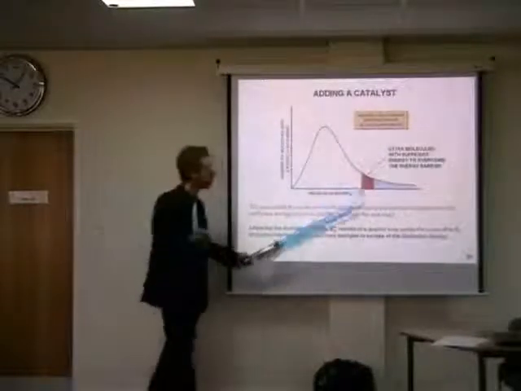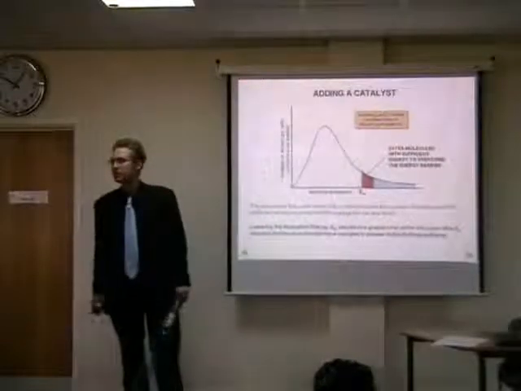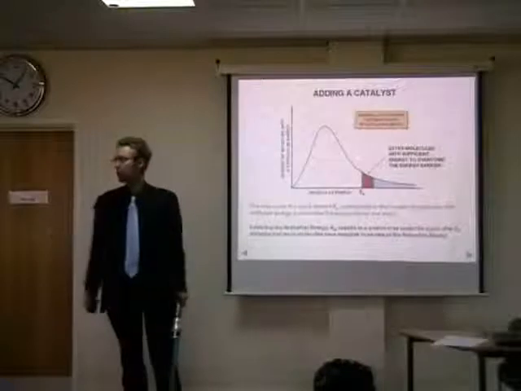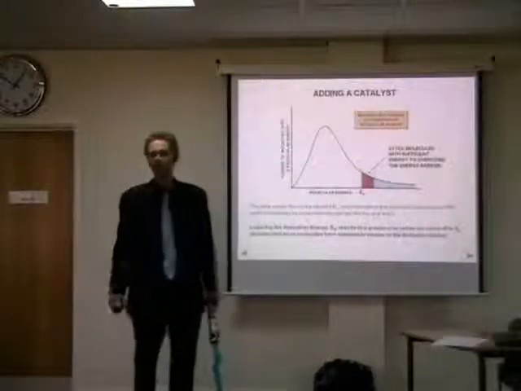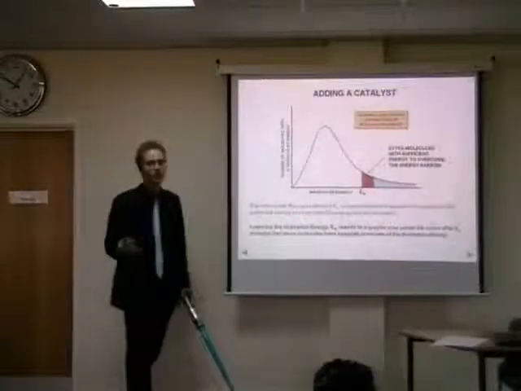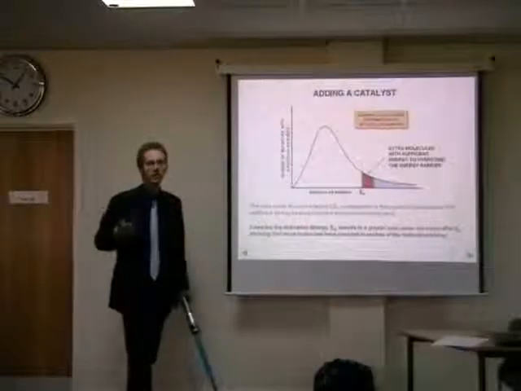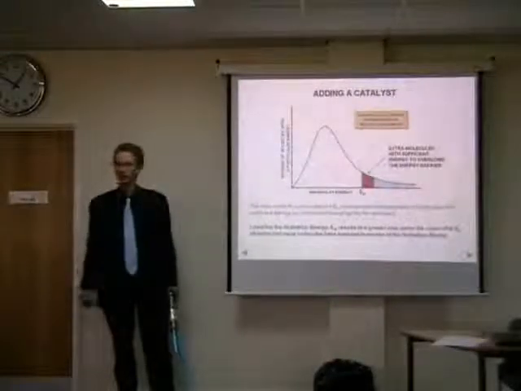Going back to my analogy, adding a catalyst is like making the floor of a shopping mall slippery. It means lower energy collisions result in people falling over. It's not quite accurate, but you can see what I'm getting at. It means that particles that are moving less fast can still have successful collisions.